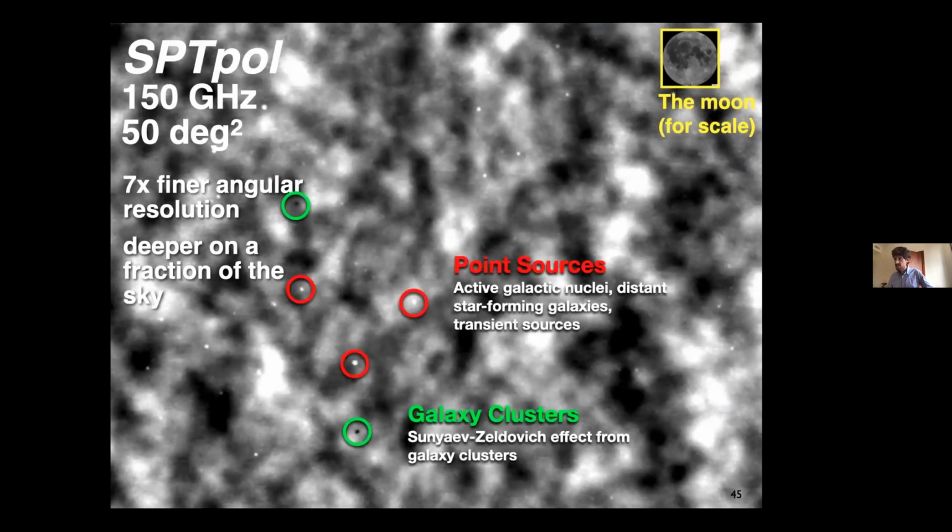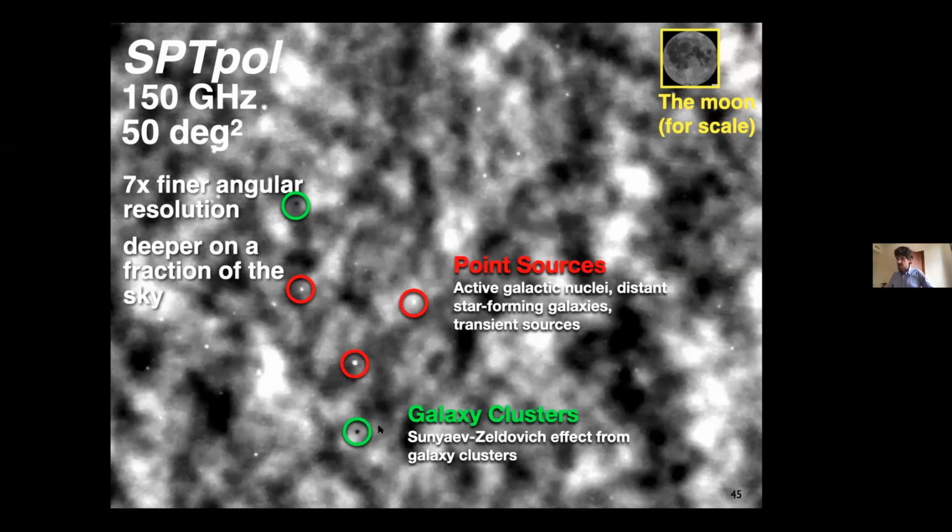What these white dots are is they're point sources, things that emit lots of microwaves. And there are many types of astrophysical objects that do this. They go by names like active galactic nuclei, distant star-forming galaxies, transient sources. The point is not for me to describe all these in detail, but just that there's a lot of complex and interesting astrophysics you can learn from detecting and studying the number and distribution of these point sources that emit in the millimeter wavelengths.